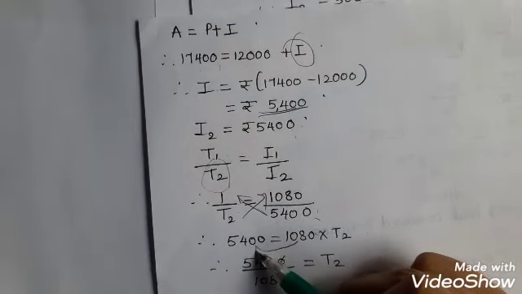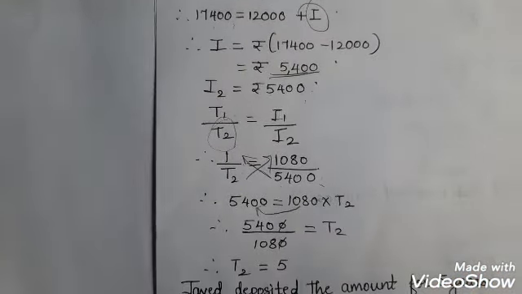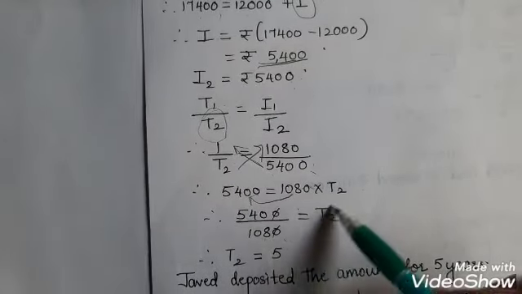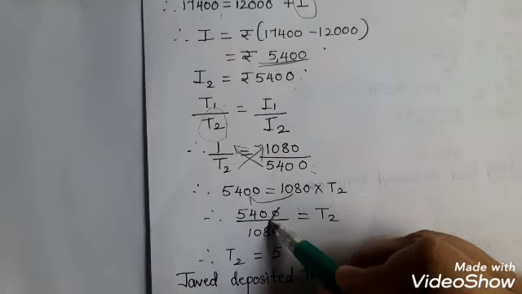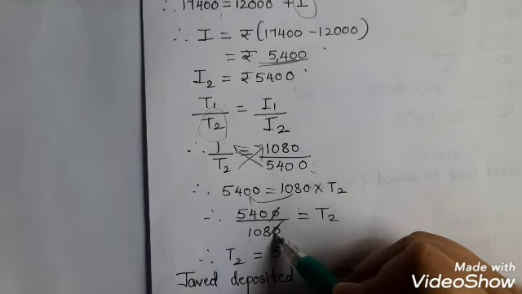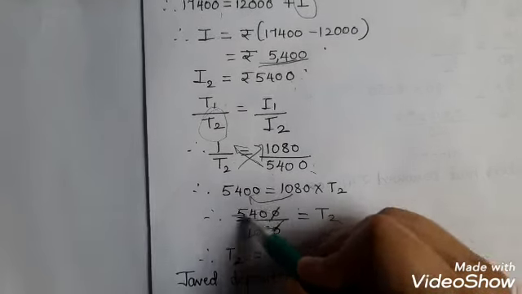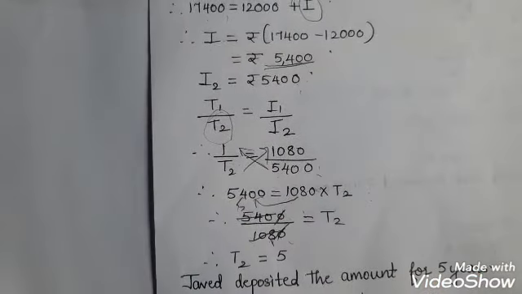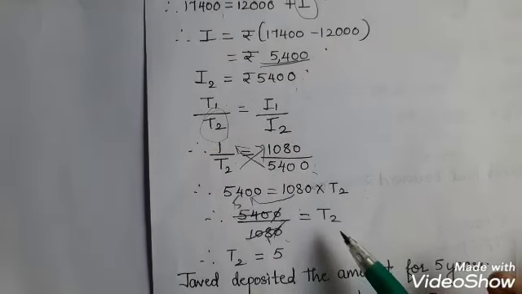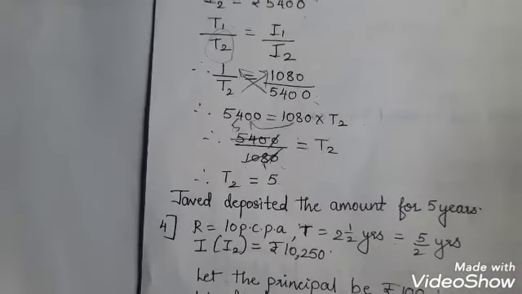So now this 1080 I shift on the other side. So you get, therefore, 5,400 upon 1080 is equal to T2. So 0 gets cancelled. You divide 540 by 108. 108 1s are 108, 108 5s are 540. So your T2 is 5. So Javed deposited the amount for 5 years. So we got the years, that is 5 years.